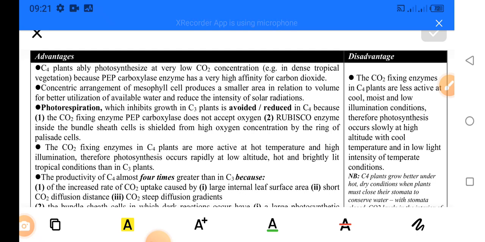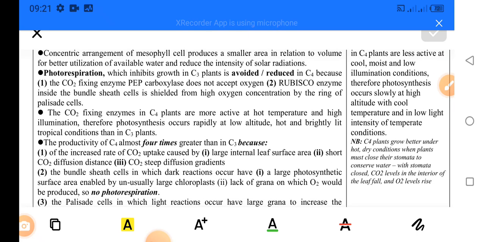Then the other one is that the productivity of C4 is almost four times greater than C3 because of the following. One, the increased rate of carbon dioxide uptake caused by a large internal leaf surface area. Two, a short carbon dioxide diffusion distance. Three, a steep carbon dioxide diffusion gradient.